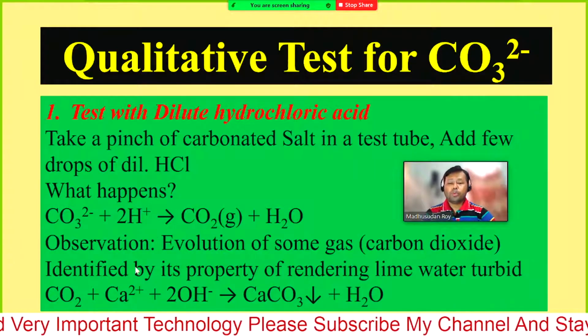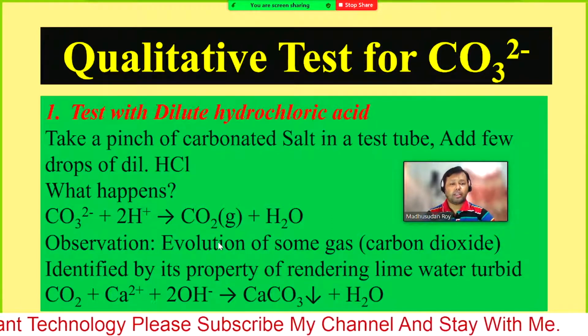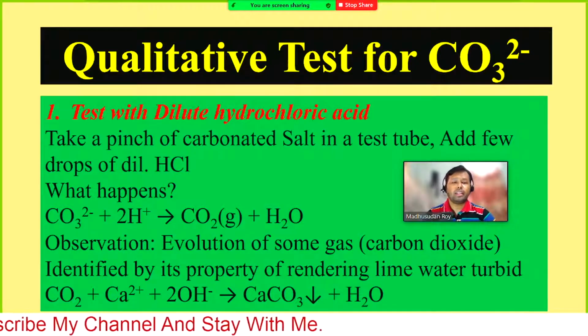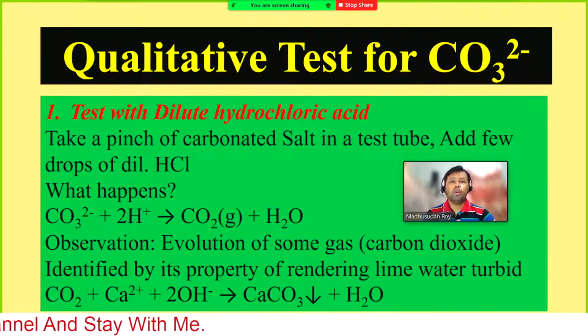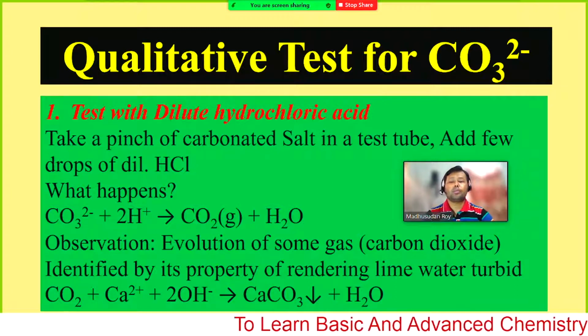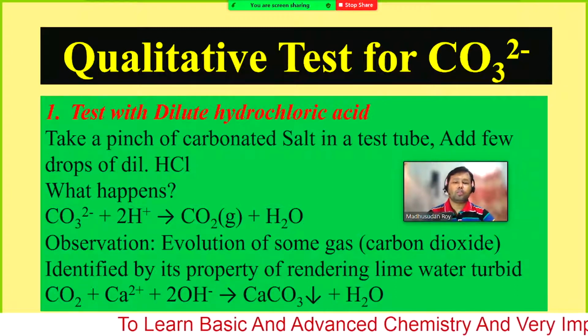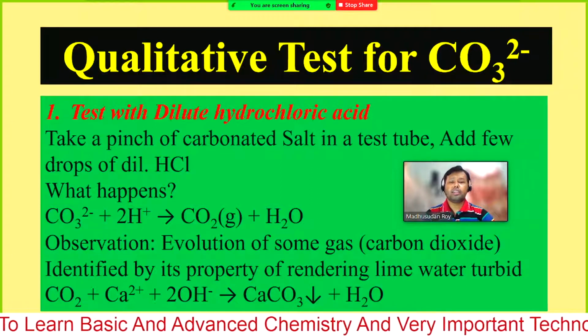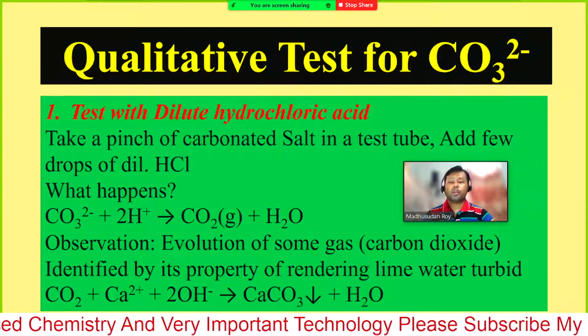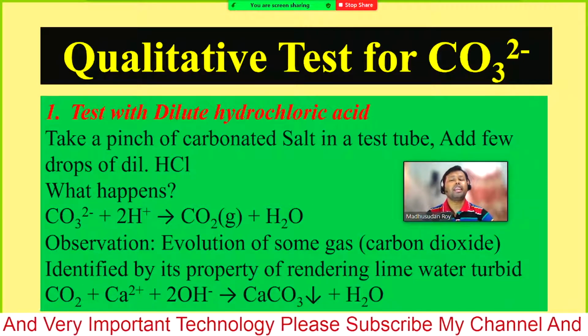So lime water you need to prepare instantly, because if it is not prepared instantly, then what is the problem? The lime water can turn turbid by itself, because in our environment we have a lot of carbon dioxide. If you prepared the lime water a few days before, the environmental carbon dioxide can contact the lime water and it can turn turbid.